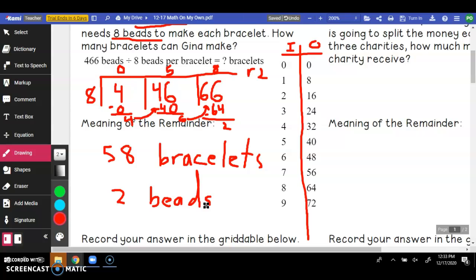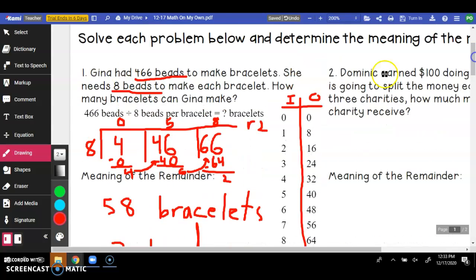So this is where we have to think. I can make 58 total bracelets, and I have 2 beads left. What is important for how many bracelets Gina can make? Do I need to use all of my beads? Should I make 1 more bracelet even though it will only have 2 beads? Do I only need to make full bracelets? Is that what Gina wants? Only full bracelets? Or is the question asking me how many beads she has left over?